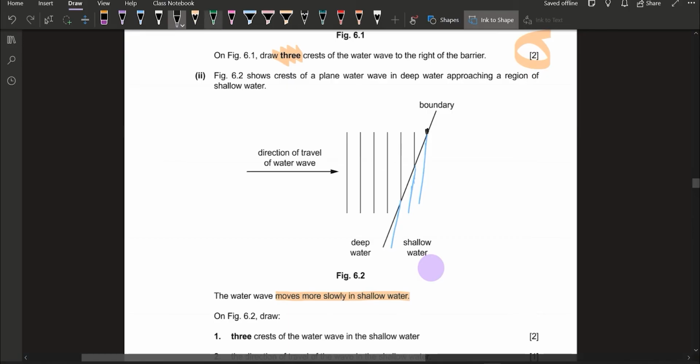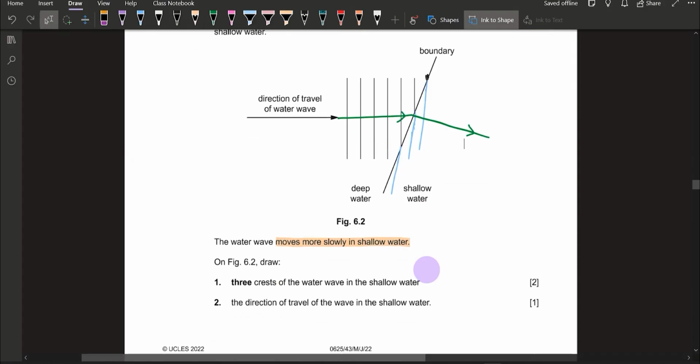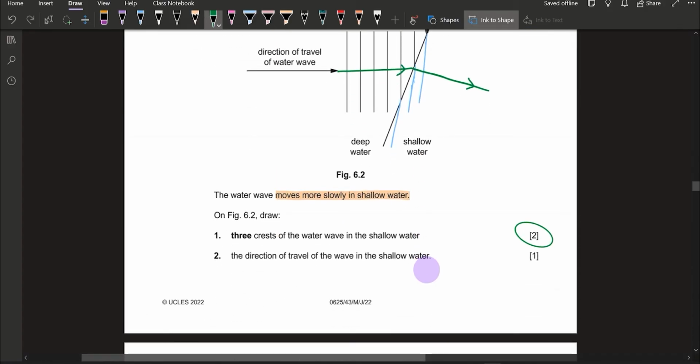And for showing the direction, we can just put an arrow here which is showing the deep water, and for shallow water it's going to be a little bit bent here on this side. It's going to be like this, and we'll get 2 marks for drawing 3 crests and 1 mark for drawing the arrow.